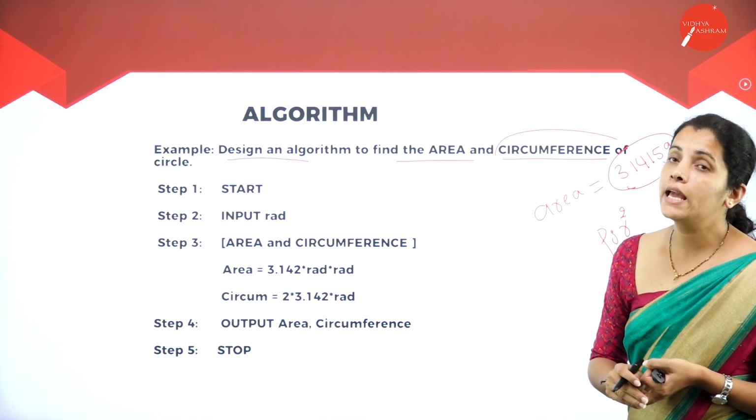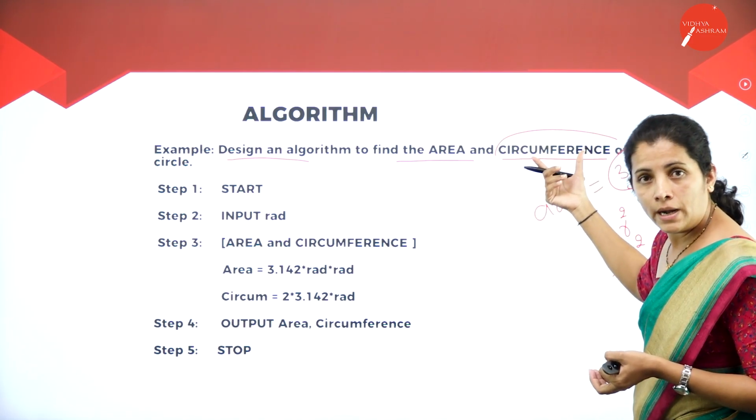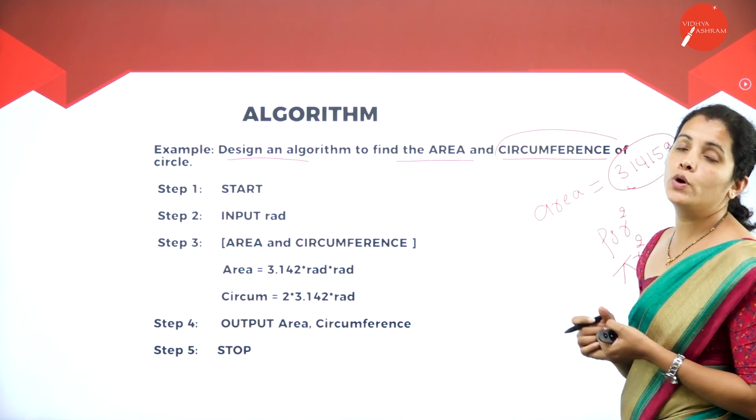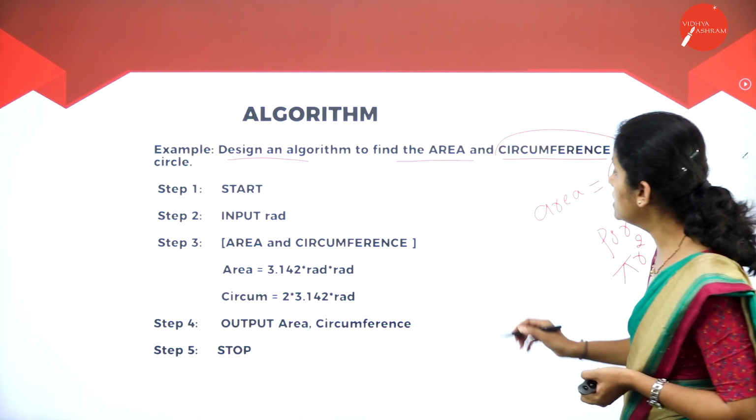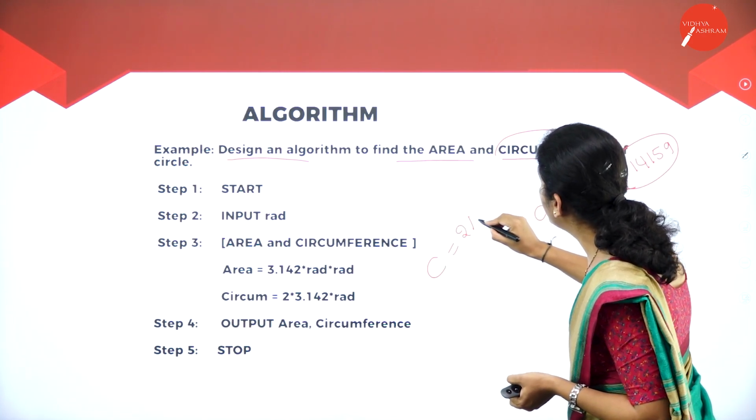Then how can I find the circumference? Once again I'm going to have the formula, that is c equal to 2 pi r.